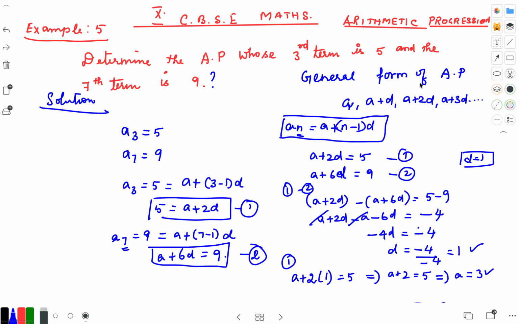Now to find the general form of an AP, we can substitute the A and D values in this form. Here A is 3. Then A plus D, 3 plus 1. Then 3 plus 2 into 1. Then 3 plus 3 into 1, etc. Implies 3, 4, 3 plus 2 is 5, 3 plus 3 is 6, etc.